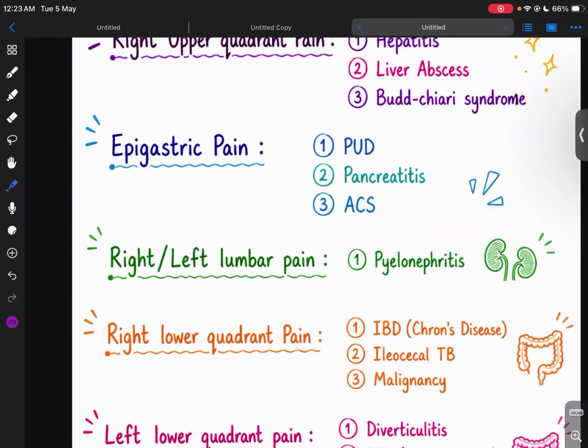And this is very much common. Sometimes they will give you a case like a 50 years old male, he is taking painkillers, he is having diabetes, he is a smoker. So apart from peptic ulcer disease, you have to rule out acute coronary syndrome. This is a very important cause of epigastric pain. So let me know if it is clear to all. Clear, doctors?